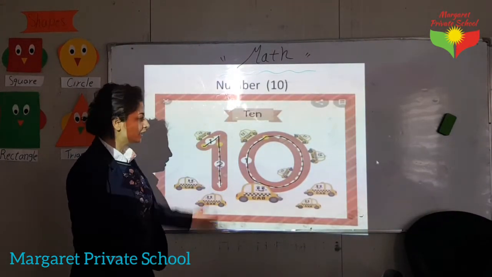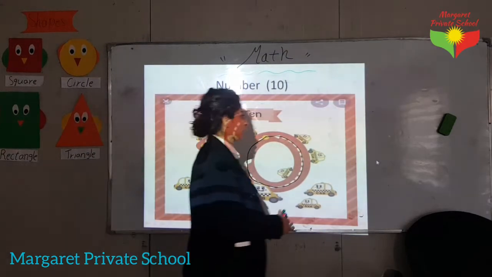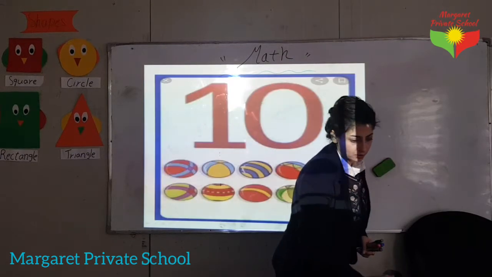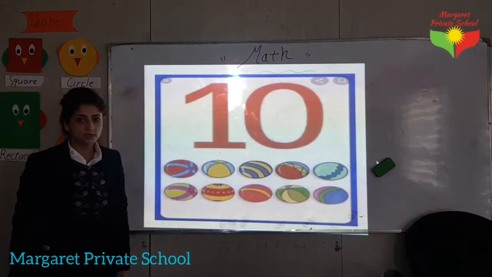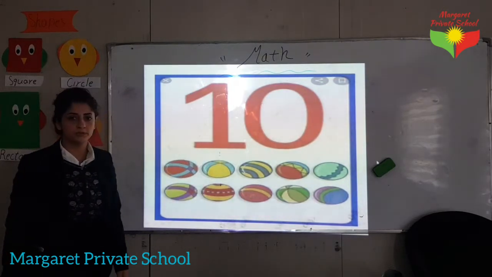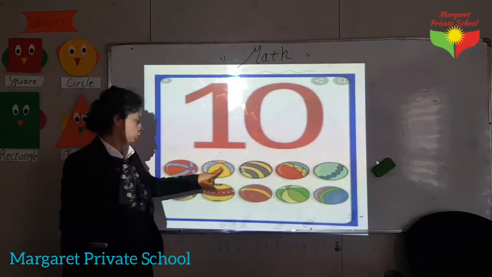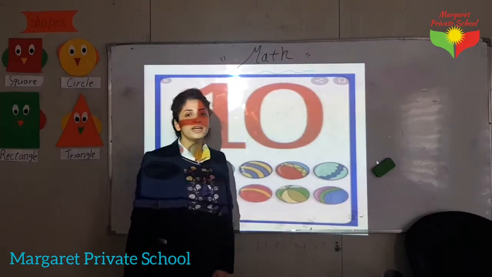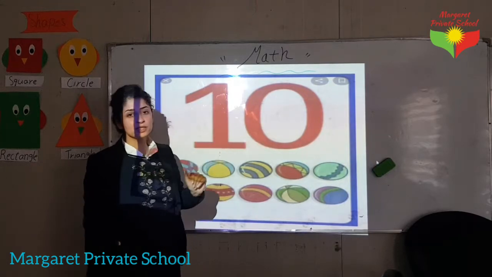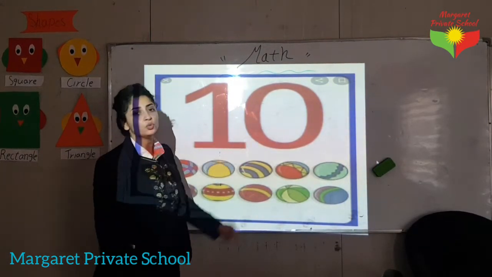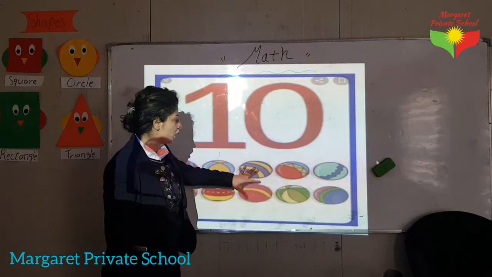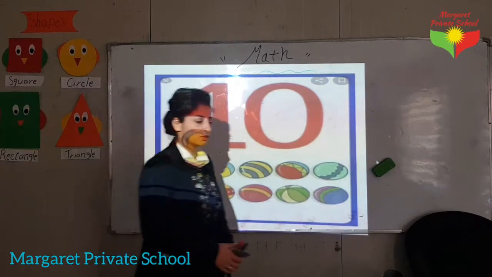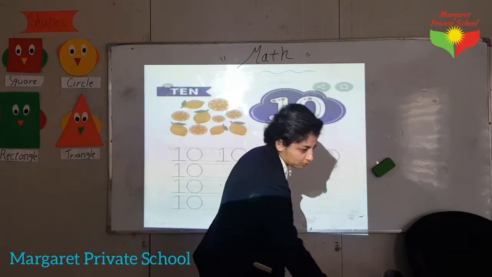We have another picture. How many balls do you see? Let's count it. 1, 2, 3, 4, 5, 6, 7, 8, 9, 10. So this is number 10. This consists of 0 and 1.